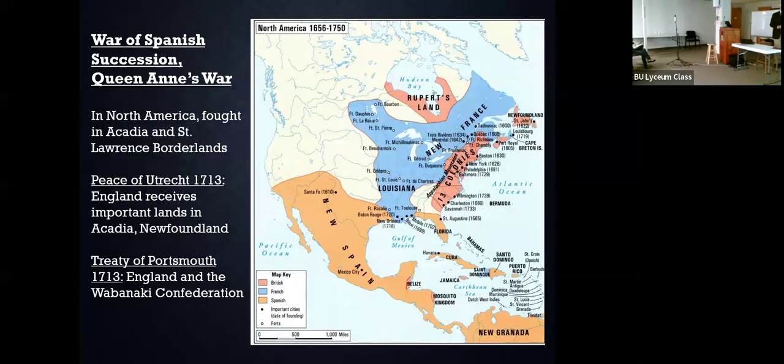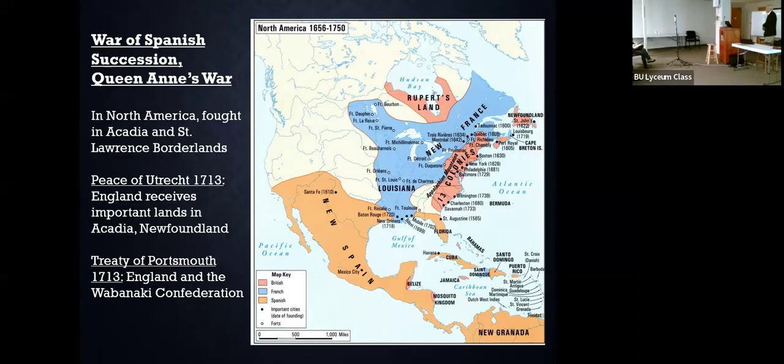The War of Spanish Succession is what really led to what we call Queen Anne's War, because she was the reigning monarch at the time. And it was fought primarily in Acadia and the St. Lawrence borderlands that you see in the far right portion of this slide, where you see a lot of that reddish color and blue. And during this particular conflict, again, the British made some serious inroads against the French, particularly in Acadia. The war was finally concluded with the Peace of Utrecht in 1713.